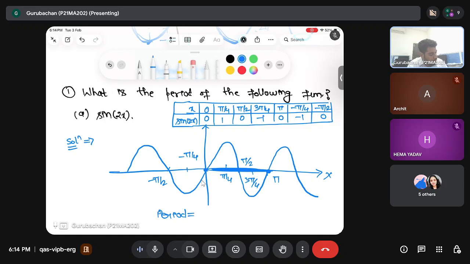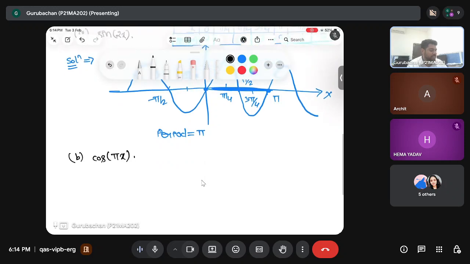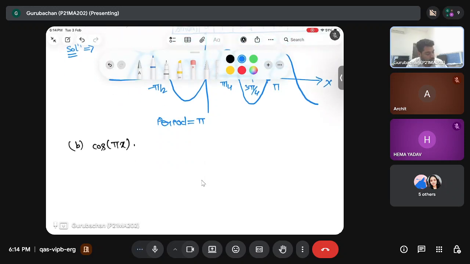So in the same way, try for cos pi x. What is its period and what is its graph?